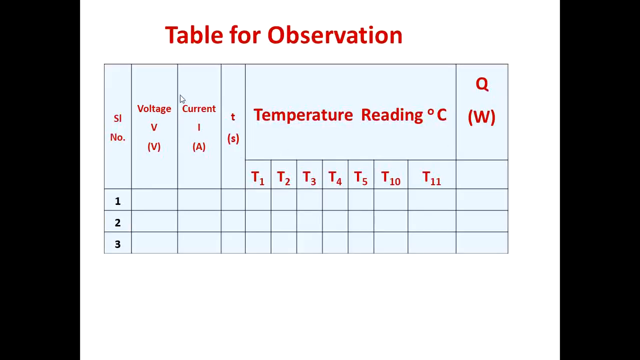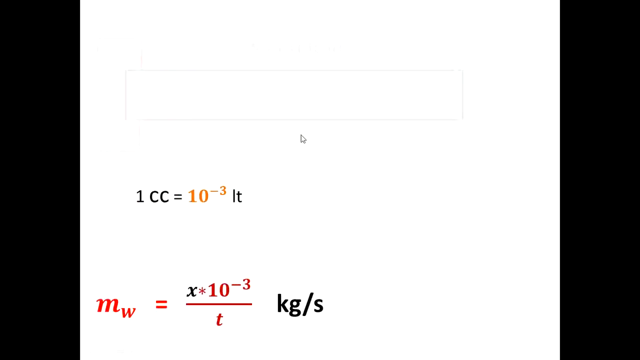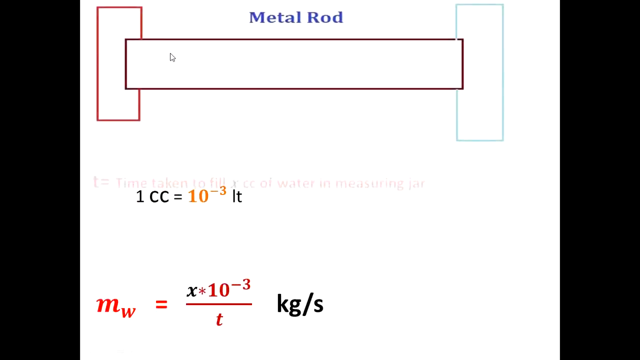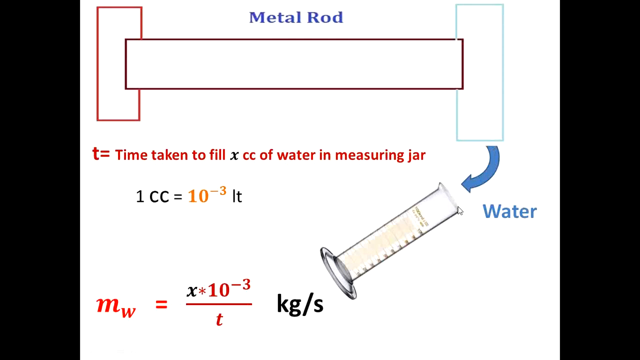Next, the observation tabular column is this one: the voltage supplied, the current supplied, and T1 to T5 thermocouple readings in degrees Celsius. T10 and T11 are the inlet and outlet temperatures of the cooling water, and the time taken for collection of 20 cc of water in the beaker. How will we collect it? Let us see. This is the setup. The time taken for collection of water, which comes out here, you take in the measuring jar, and then the mass flow rate will be taken like this.